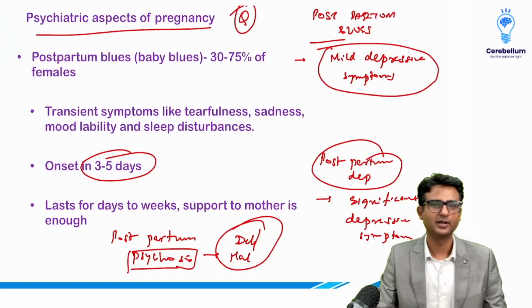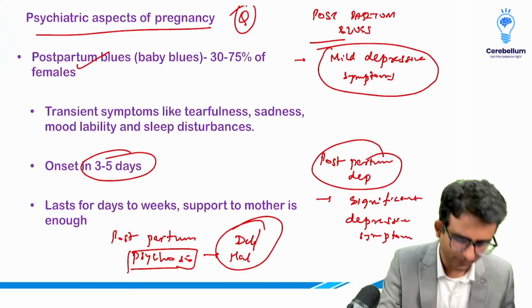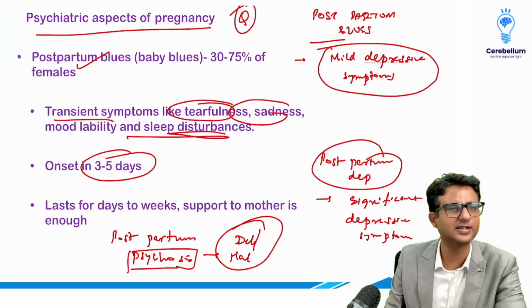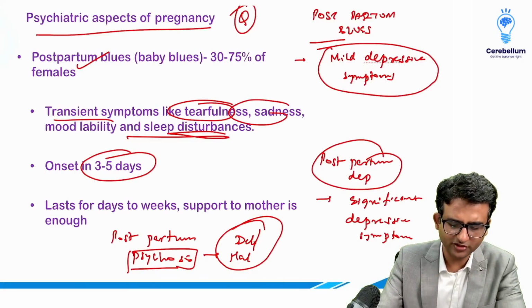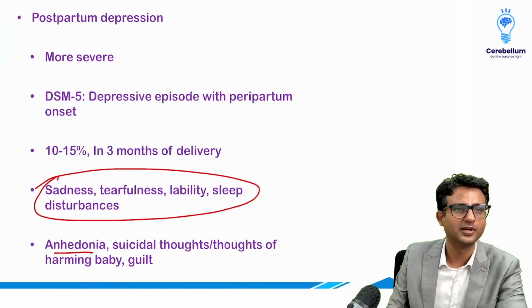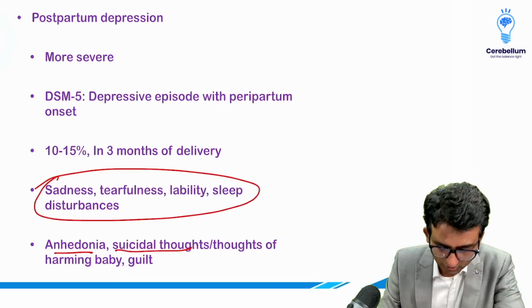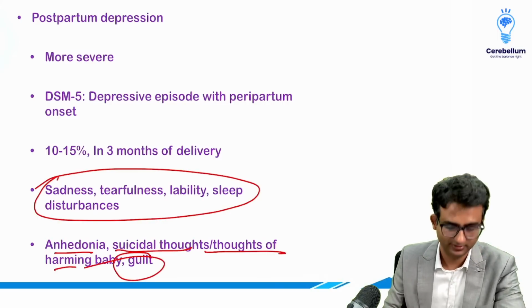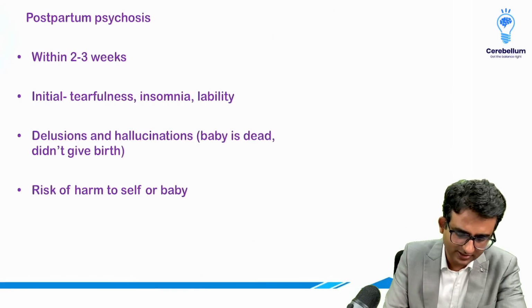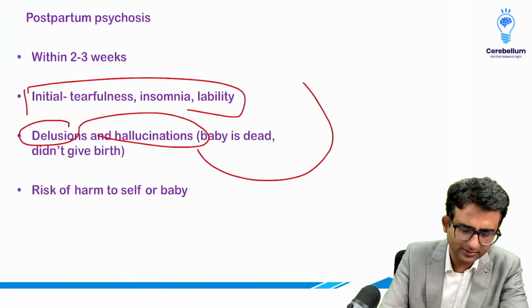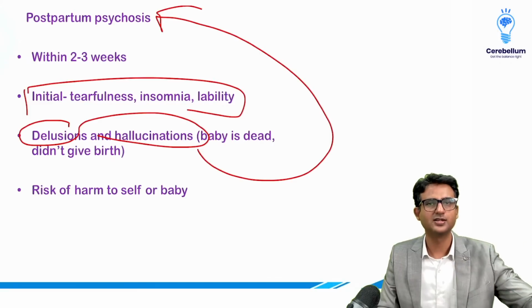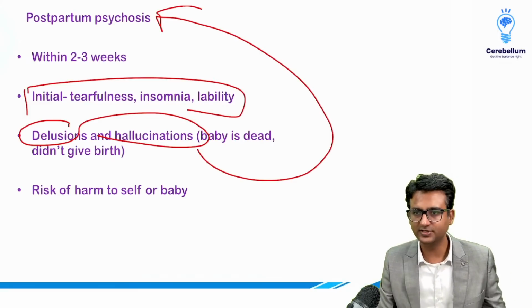If symptoms are milder, we make the diagnosis of postpartum blues. For example, if the examiner says the patient has tearfulness, sadness, sleep disturbances, some symptoms have been given, you make the diagnosis of postpartum blues. If the examiner says that along with these, the patient also has anhedonia, suicidal thoughts, thoughts of harming the baby, guilt, then severe symptoms are there, so you make the diagnosis of postpartum depression. And if the patient has delusions or hallucinations along with all this, then it's postpartum psychosis. Mild symptoms, blues. Significant symptoms, depression. Psychotic symptoms, postpartum psychosis. Will you remember?